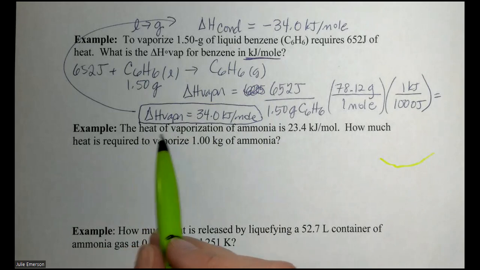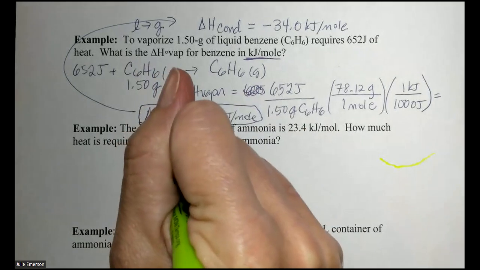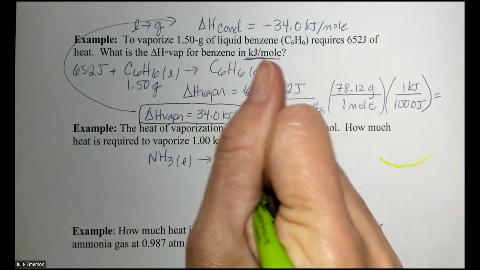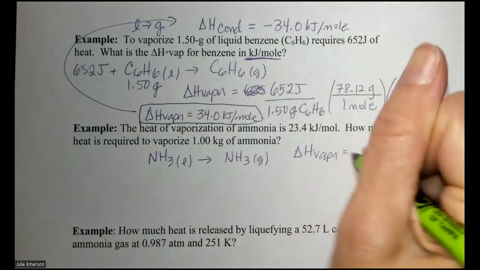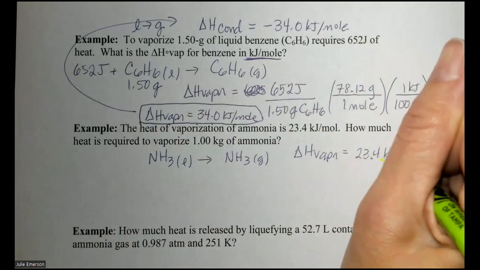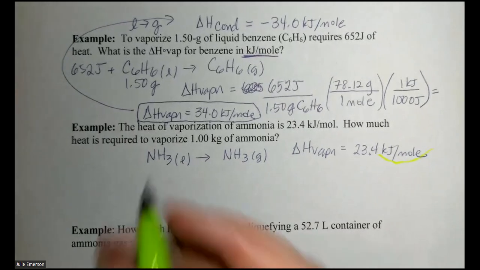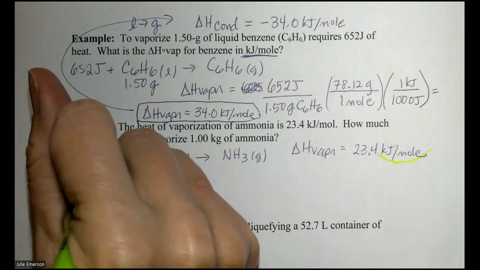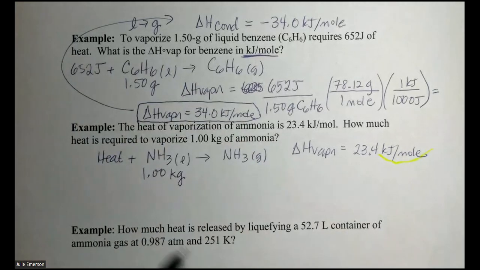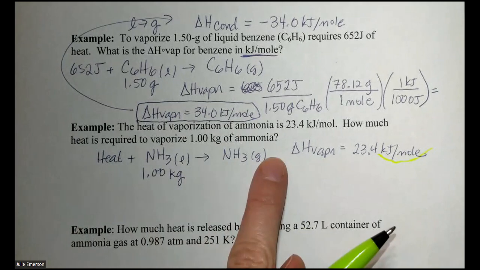So next question, the heat of vaporization of ammonia, and I would tell you that's NH3. All right, the heat of vaporization in this case is given. It actually says the heat of vaporization is 23.4 kilojoules per mole. How much heat is required to vaporize 1 kilogram of ammonia? So an endothermic process means heat is on the reactant side, right? It's a positive delta H. It's an endothermic process. Heat is required for this to happen.